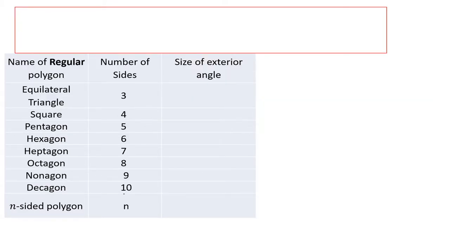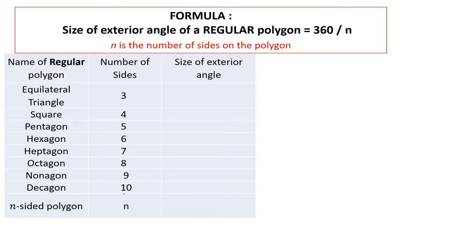So the next thing is size of exterior angles. The formula for the size of exterior angles of a regular polygon is 360 divided by n, and n is the number of sides of the polygon. So if we have a look, our equilateral triangle has 3 sides, therefore it's going to be 360 divided by 3. Our square has 4 sides, so 360 divided by 4. Our pentagon, 360 divided by 5, 360 divided by 6 for our hexagon, and it just keeps going.